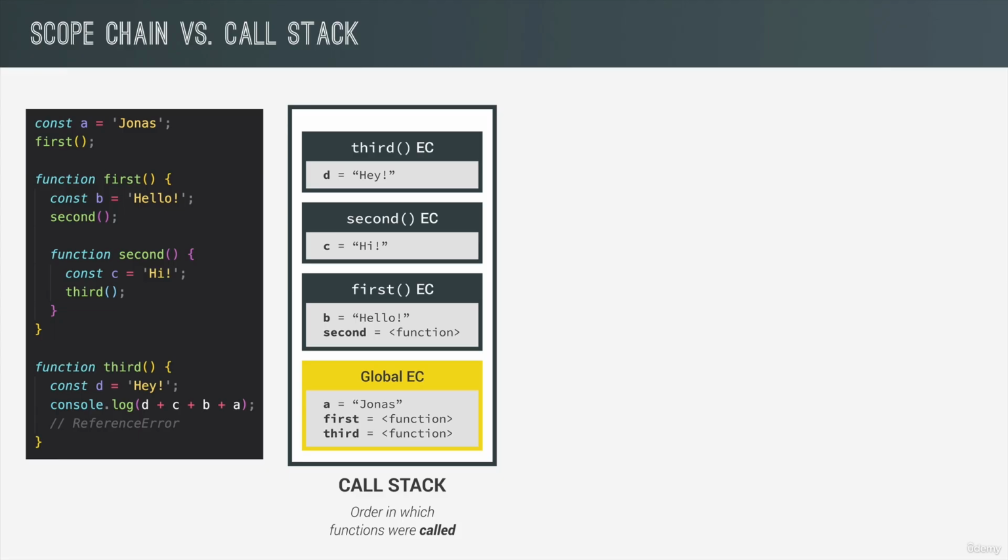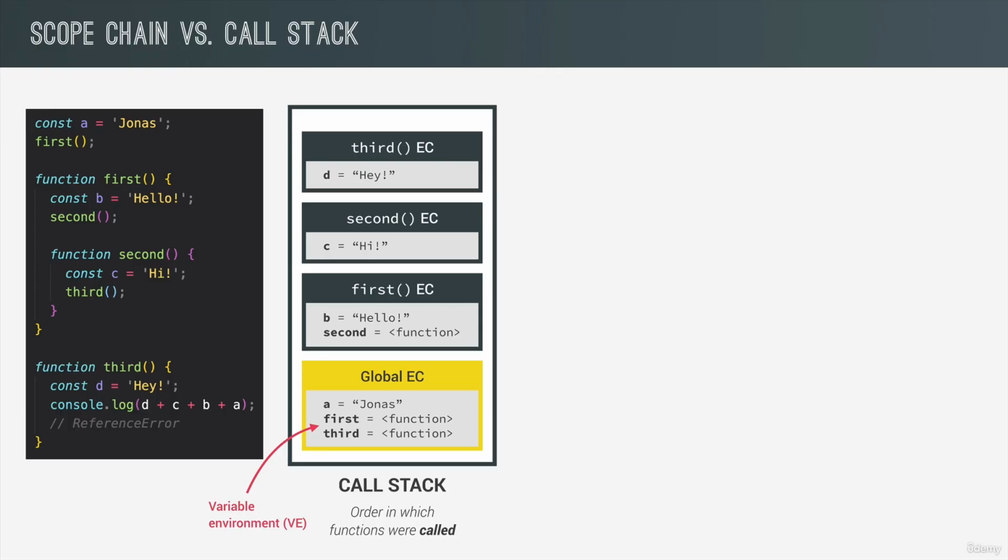I also included the variable environment of each execution context. For now, all this has nothing to do with scopes or the scope chain, all right? All I'm doing is creating one execution context for each function call and filling it with the variables of that function. And you can pause the video here for a moment to understand the content of each variable environment.